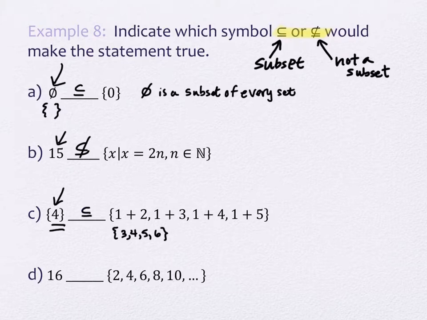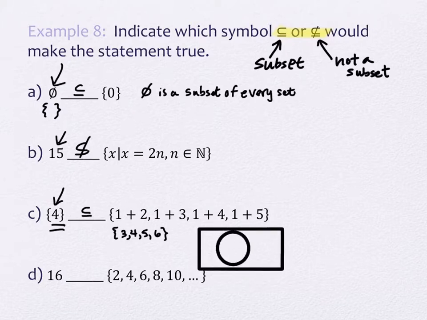If you imagined drawing a Venn diagram for this and putting the numbers where they belong, you'd have one circle in the middle and all it would have in it is 4. And then 5 and 6 and 3 would be out here. Everything in the big circle is 3, 4, 5, and 6, but in the little circle is just the number 4. So for D there, 16 wouldn't be a subset.